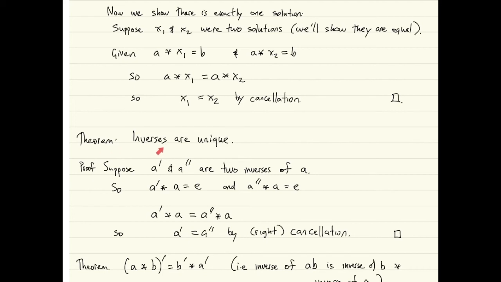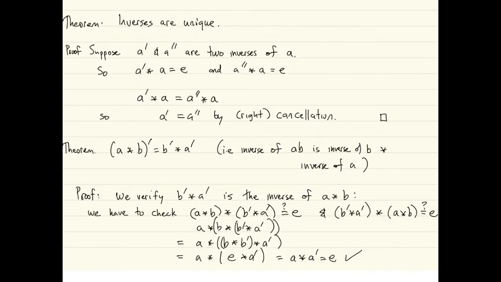Next, moving on to this theorem, that inverses are unique. The proof goes as follows. Suppose a prime and a double prime are two inverses of an element a. So what does that mean? Well, that means a prime times a is the identity element, and a double prime times a is also the identity element. That's the definition of an inverse of a. Because these two are both the identity element, they have to be equal to each other, and then by right cancellation, we can cancel the a's and get that a prime has to equal a double prime.